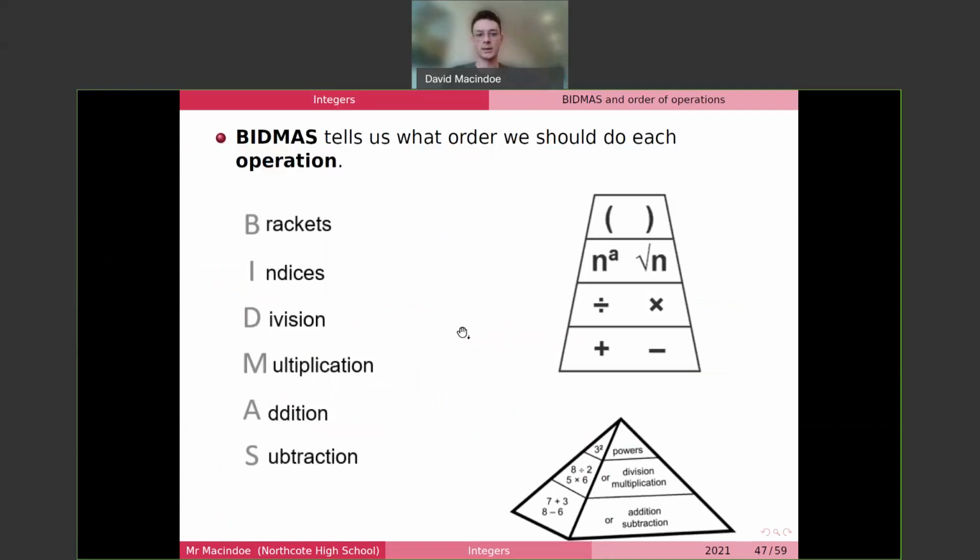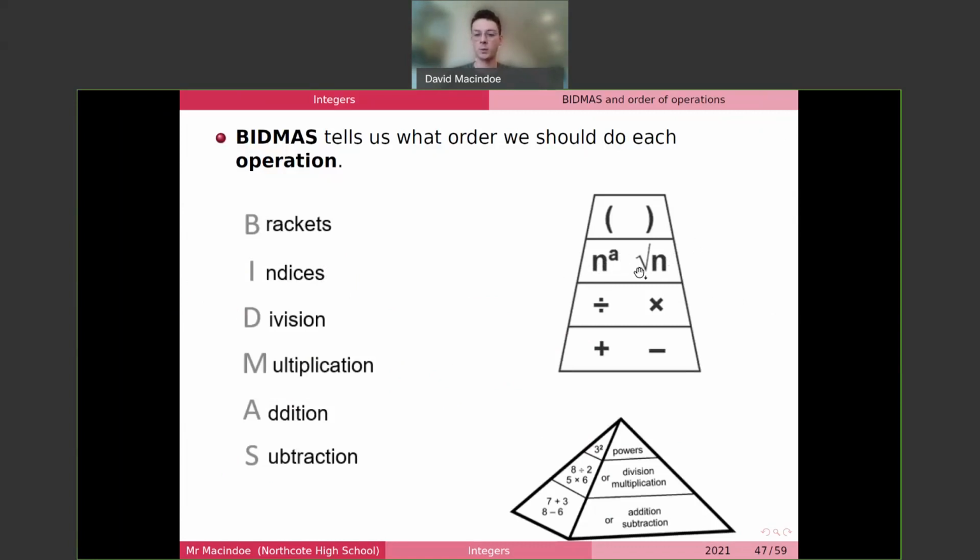So BIDMAS is an acronym that tells us what order we should do each operation in. If you spell it out, it's brackets, then indices. We know what brackets are. Indices are anything like something to the power, say 3 squared, 5 to the power 3, 10 to the power 4. That's an index. Also square roots, as it happens, are also indices.